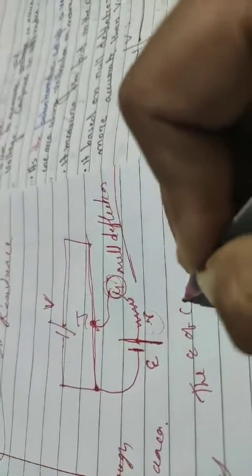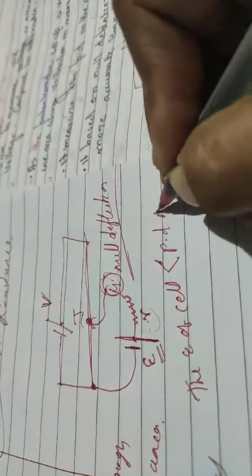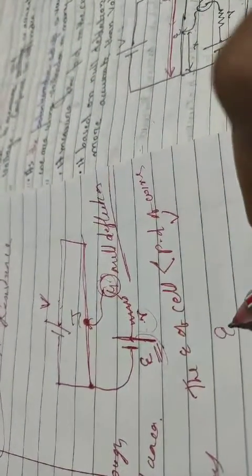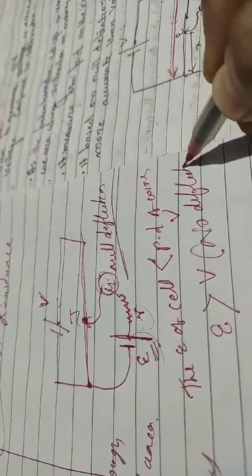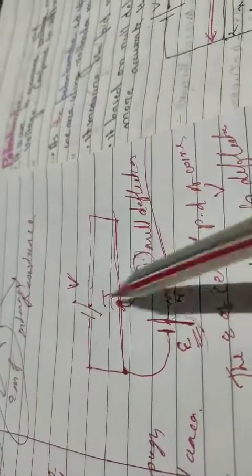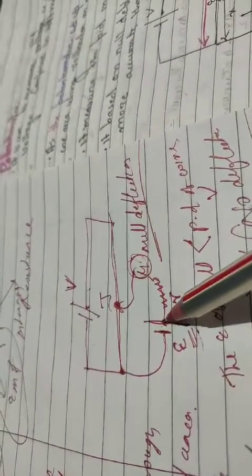But to know whether the connection is right or wrong, remember one thing: the EMF of the cell is always less than the potential difference of the wire, which is this one. Suppose by mistake the EMF of the cell is greater than V, then the galvanometer will show no deflection, which means your connection is wrong. Clear? So whenever you are connecting the circuit, remember that this potential difference will be greater than the cell which you have connected in the circuit. Clear? Then only you will see the deflection.